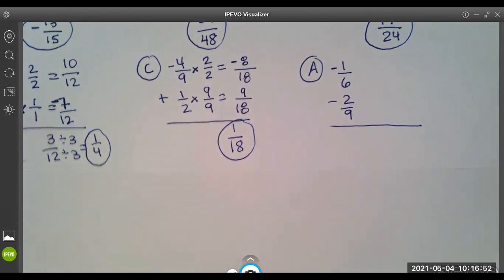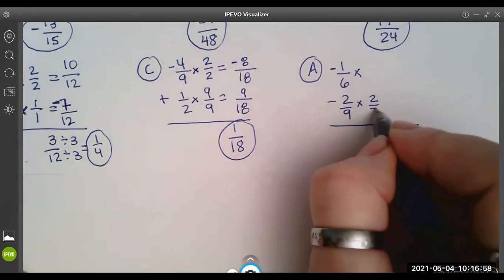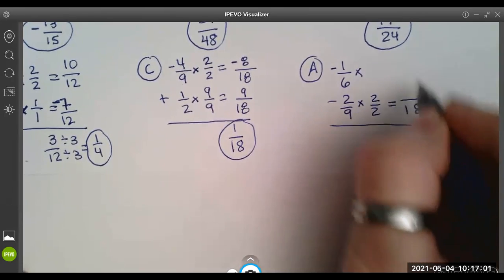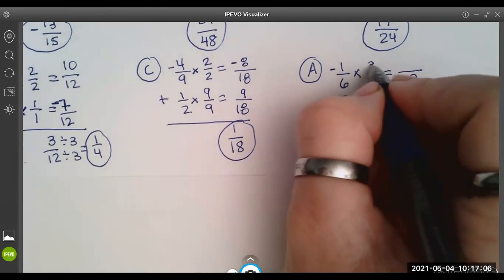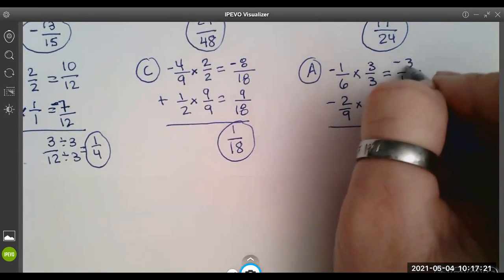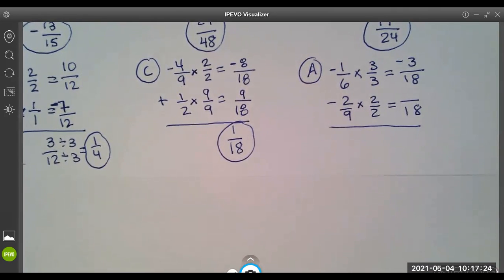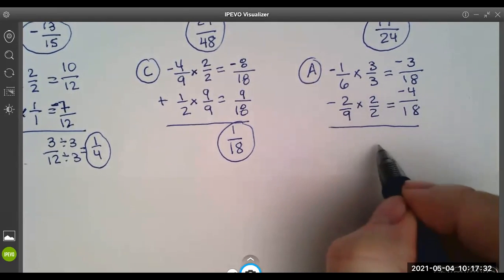Does 6 go into 18? Yes. So that was 9 times 2 for 18, right? So what is 6 multiplying by to make 18? 3/3. What are my new fractions going to say then? Don't forget signs. -3/18. And then the second one? -4/18.